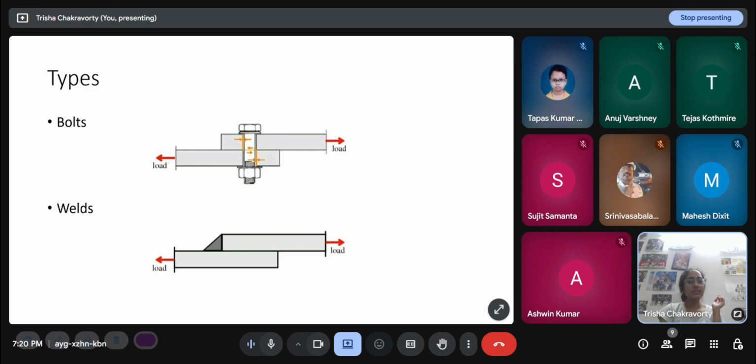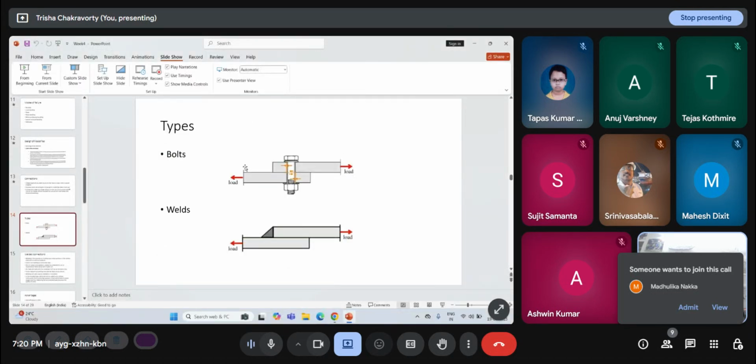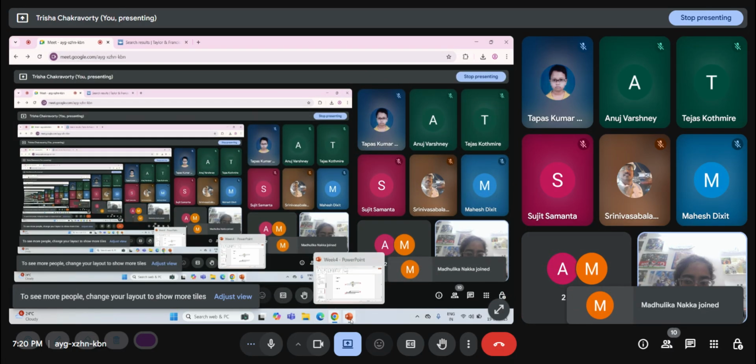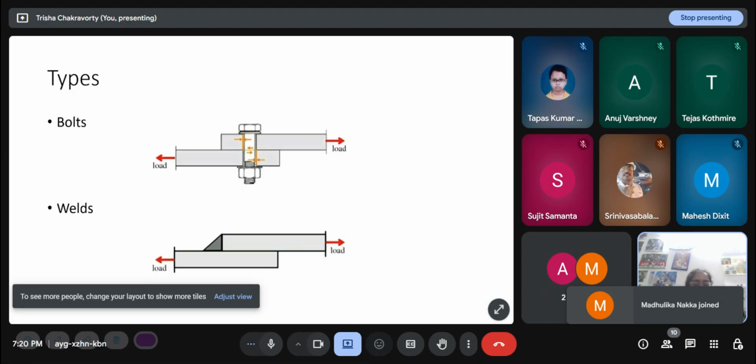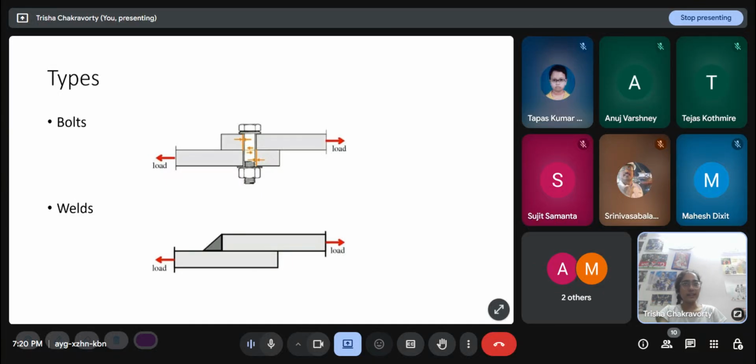There's a type of bolt called friction bolts, which work like this. The job of the bolt is to clamp the two plates together so firmly that there is a normal reaction between the two plates. And we know that the frictional force is equal to the coefficient of friction times the normal reaction. So if the bolt provides a sufficient normal reaction between the two plates, there will be a frictional force. If you try to pull apart the plates, that friction is the one that is going to resist it. That is a friction type bolt.